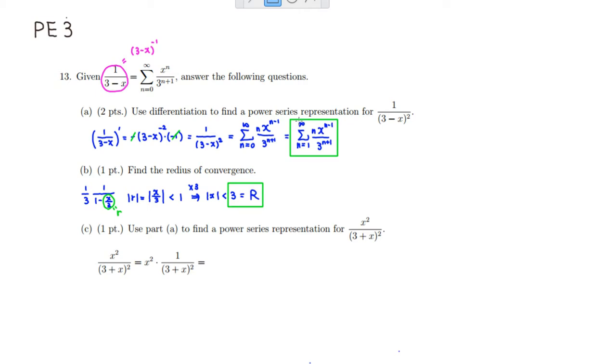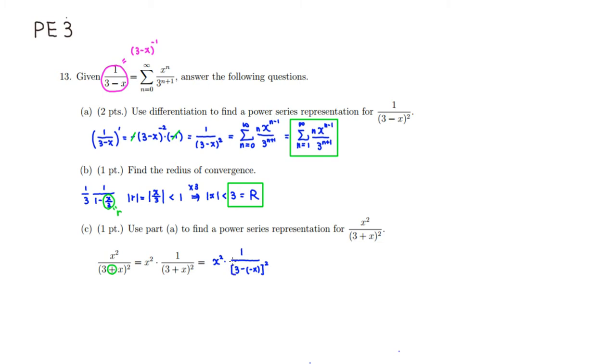Let's look at part C. There was a typo, but I'm going to go with the typo since it makes a little more interesting problem. Here we have x squared over quantity 3 plus x. I actually meant that to be 3 minus x, but we can go with the typo. So I'm going to split it into x squared multiplied by 1 over the quantity 3 minus negative x, squared. I'll use a bracket instead of parentheses.